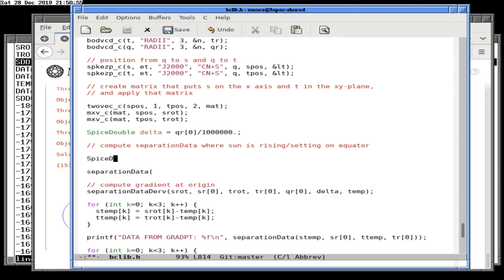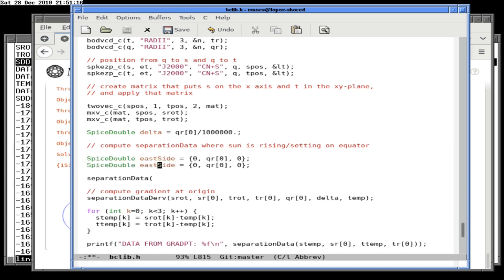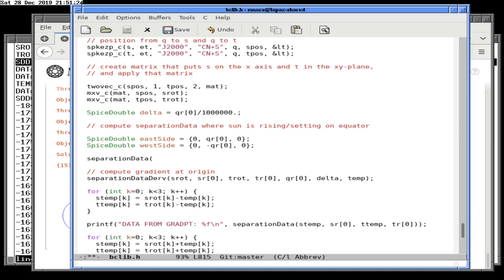Spice double east side. So the east side of the planet is going to just be, I remember to do a QR zero this time, where X is zero, and then the west side is going to be the opposite. That's not too bad. Although these are arrays, so we probably should put threes in front of them.